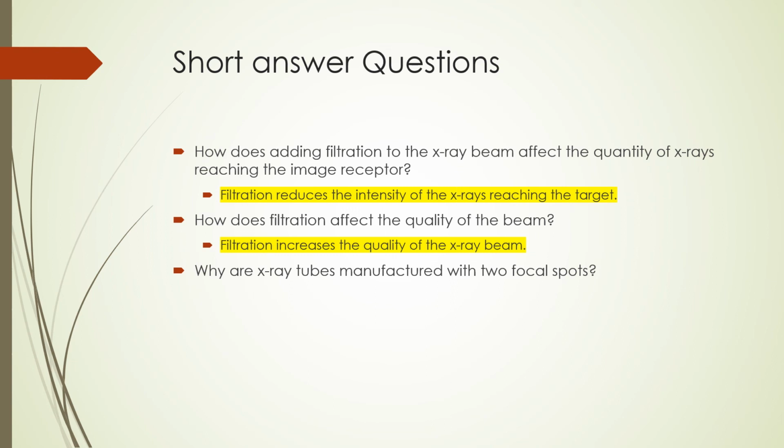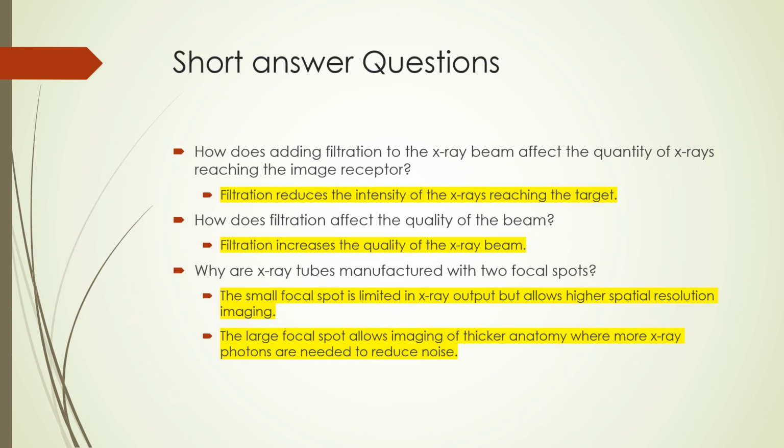Next question, why are X-ray tubes manufactured with two focal spots? Having two focal spots allows the technologist a choice between a small focal spot that is limited in X-ray output but allows higher spatial resolution imaging, and a large focal spot that allows imaging of thicker anatomy where more X-ray photons are needed to reduce noise.